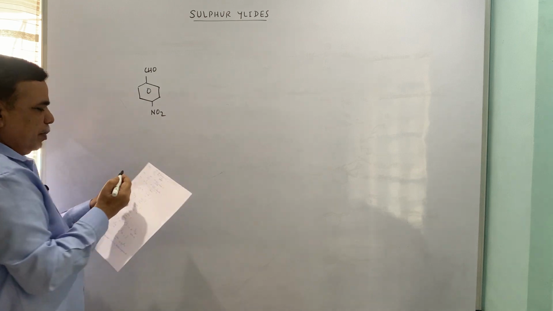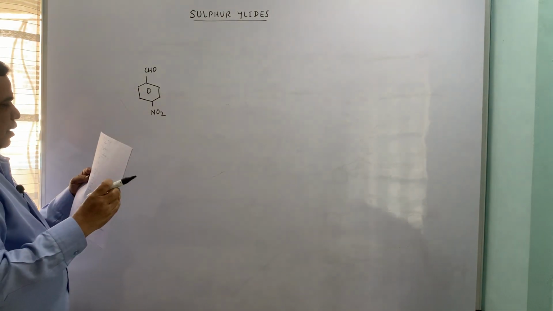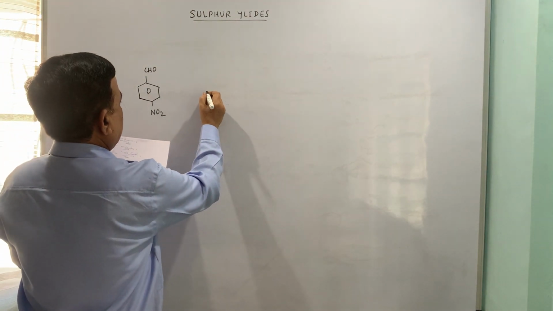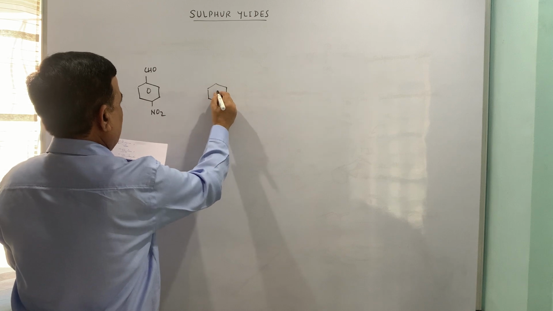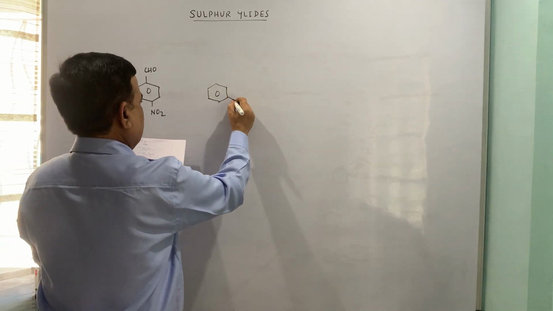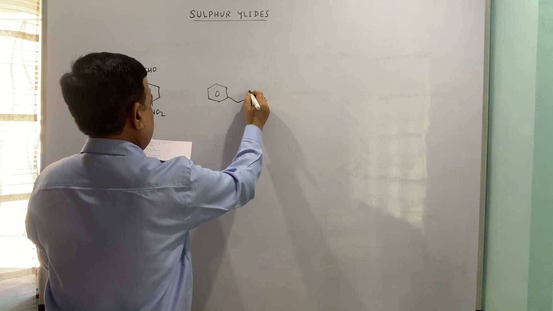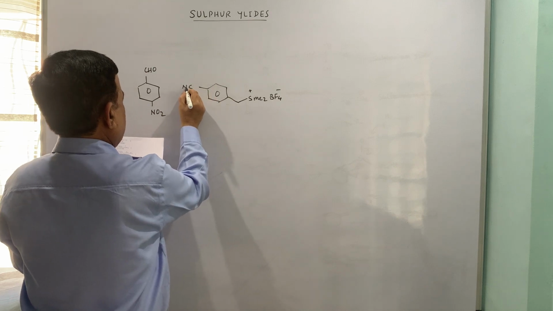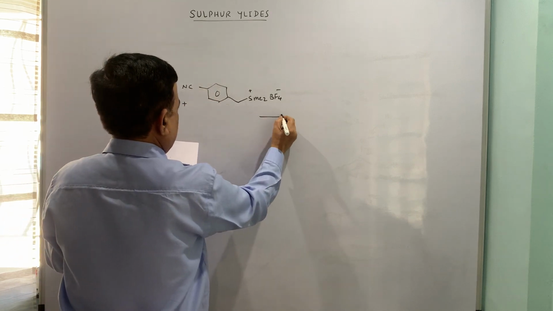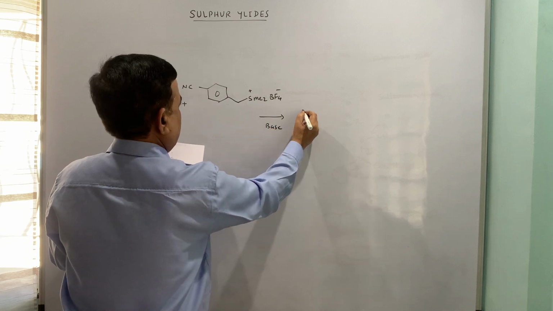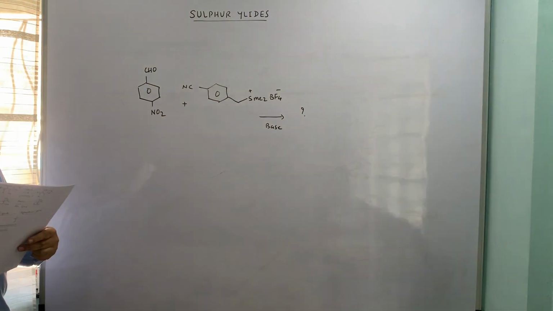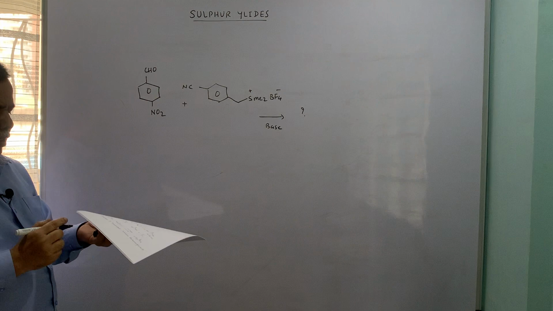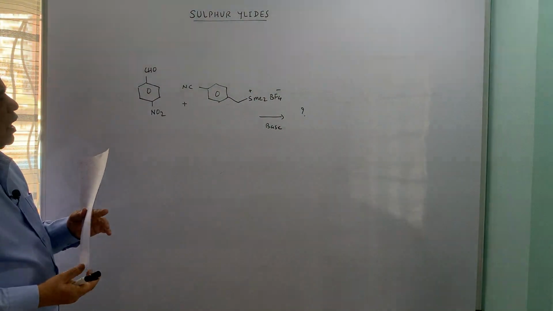This is 4-nitrobenzaldehyde, and this is treated with the reagents. They look different, but you have to understand the basics plus this with the base to predict the product. So first of all, you have to understand that this is very much your sulfonium ylide.